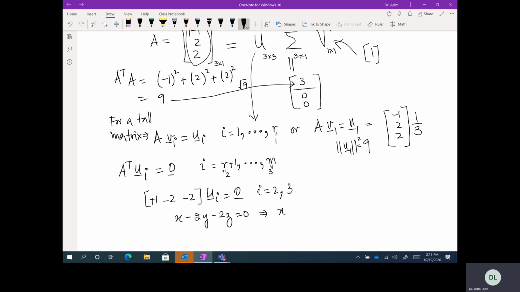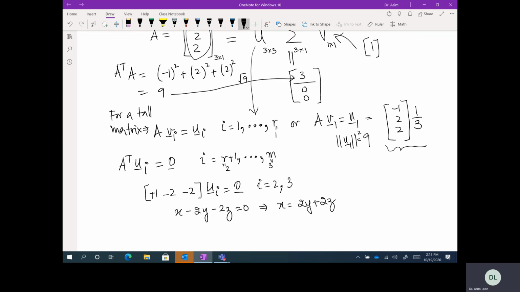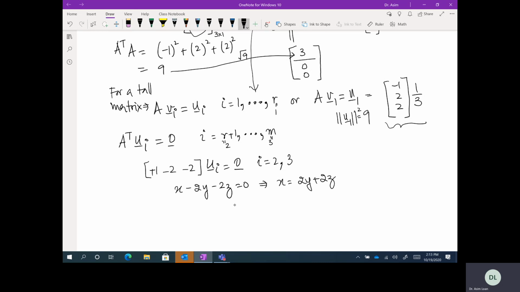So this implies x is equal to 2y plus 2z. So these are my free variables. I can put any values, but the problem is I have to get a vector which is orthogonal to this one. Otherwise, I have to apply Gram-Schmidt. So I can take these two values. If I take these two values, these are my two vectors. So this is u2 and this is u3.